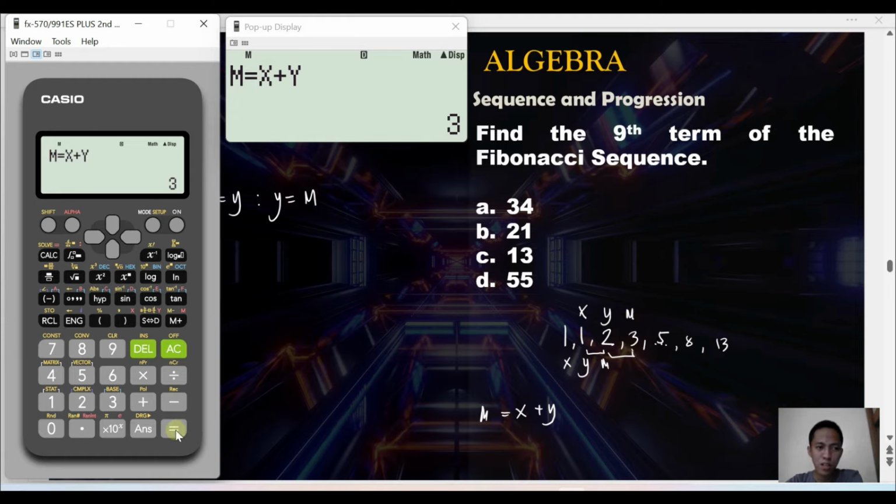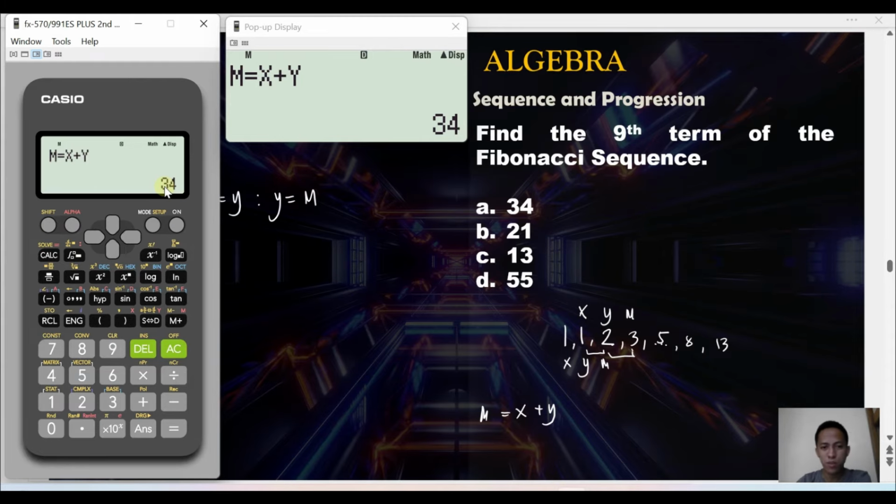Okay, equals lang natin guys. Equals hanggang mag-m siya. Okay, m is 5. So that is your fifth term. Okay, equals lang natin hanggang lumabas yung m. Sixth term na yan. Sixth term is 8. Equals lang guys. Ayan. Seventh term is 13. And we have here, eighth term is 21. Equals lang guys. And you have here the ninth term, which is 34. So the ninth term is 34.